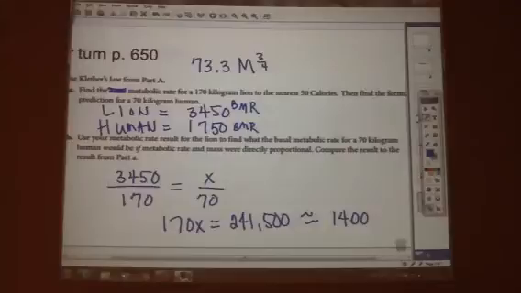1,400 would be rounded to the nearest. I think this word right there should not be in there. And then it would make sense. But you just set it up as a proportion. So this is saying that if you weigh 70 kilograms, you should eat 1,750 calories a day?